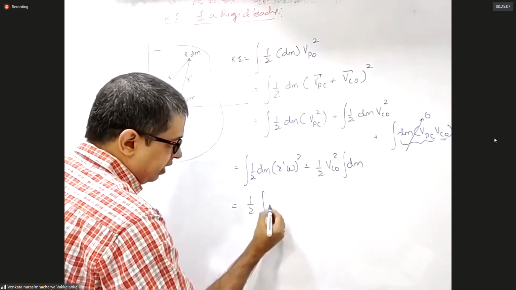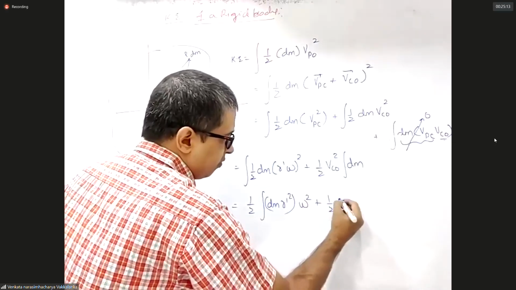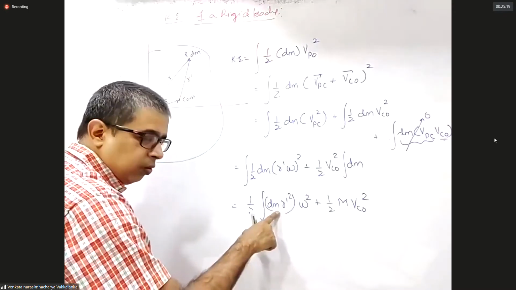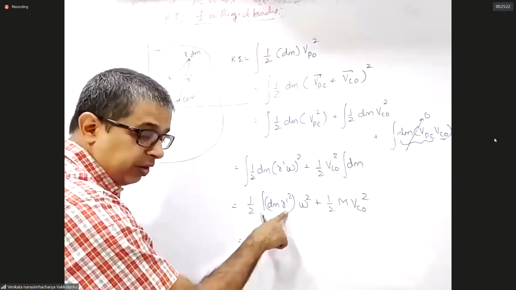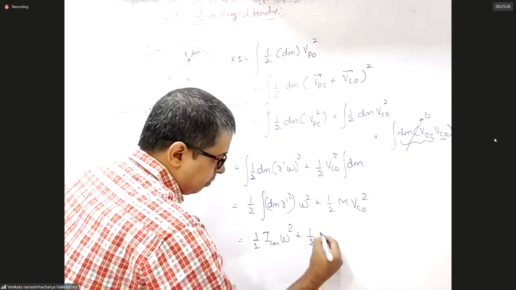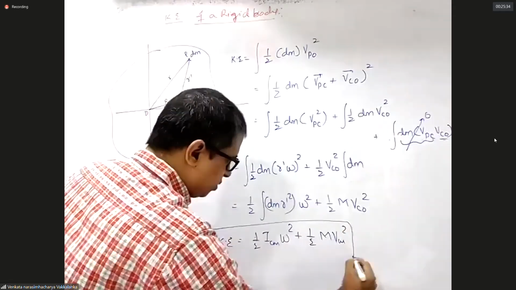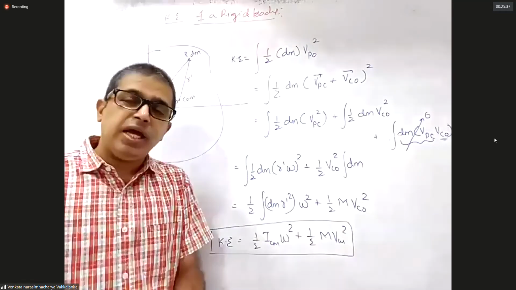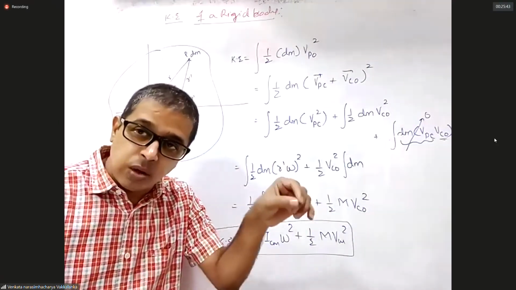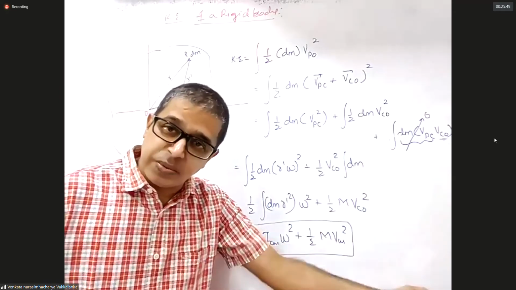Half integral dm into r dash square omega square, and half capital M VCM square. Can you recollect that integral dm r dash square is ICM? Yes. Half ICM omega square plus half m VCM square. The kinetic energy of any system of particles will be the kinetic energy of the system of particles about its center of mass plus the kinetic energy of center of mass with respect to ground.